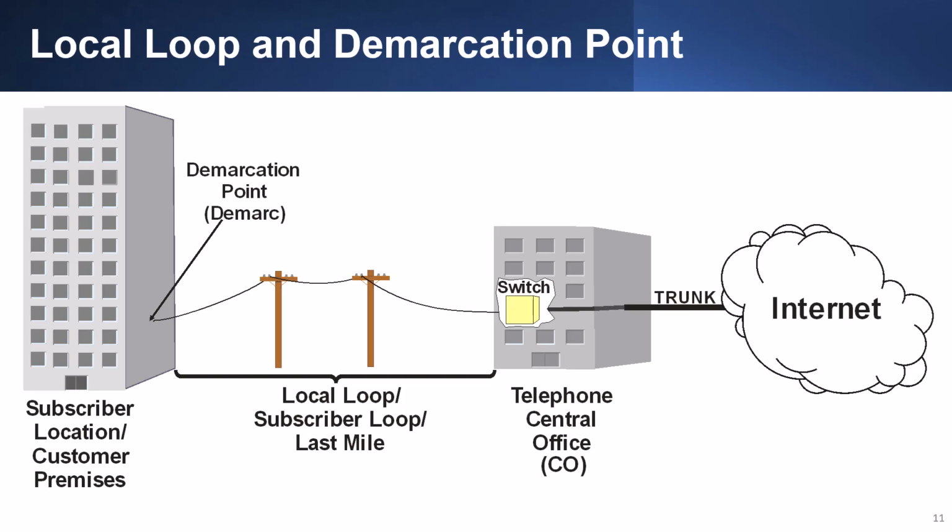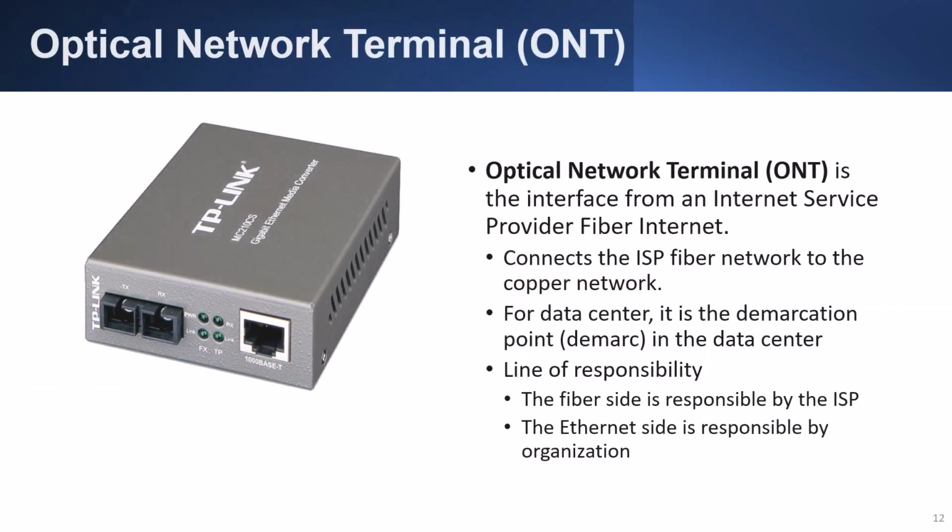Here is a closer look at the local loop and the demarc. Optical Network Terminal, or ONT, is the interface from the Internet Service Provider fiber internet. It connects the ISP fiber network to the copper network. For data centers, it is the demarcation point, or demarc, in the data center. The fiber side is the responsibility of the ISP, and the Ethernet side is the responsibility of the organization.